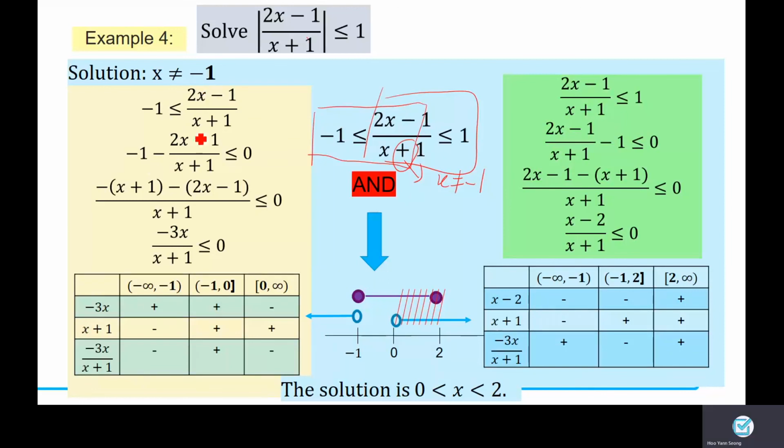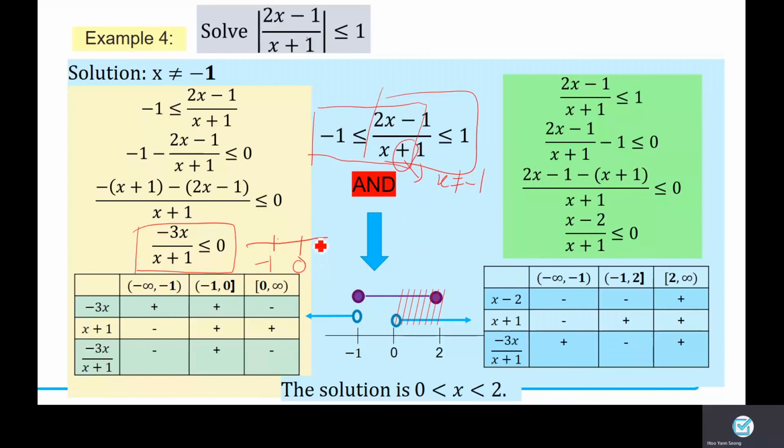So for this example, I shifted my 2x minus 1 to my left hand side, and then I find the common denominator by cross multiplying. Okay, so I solve it, and now I have a normal rational inequality. So I have -3x and x plus 1. Remember, you can do it this way: -1 and then 0.